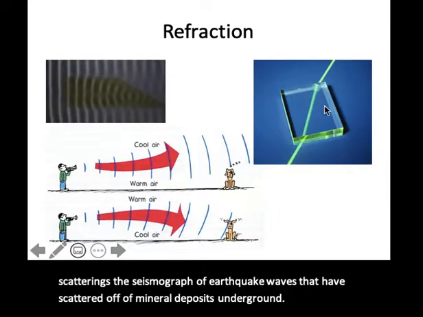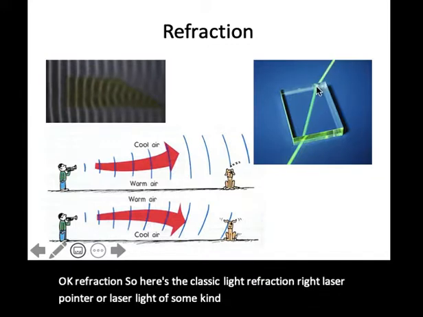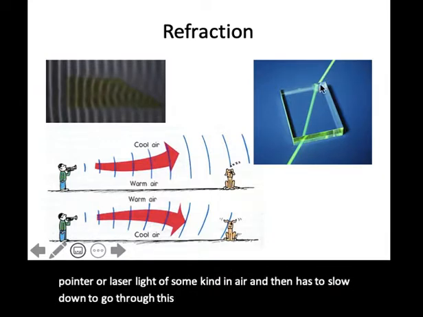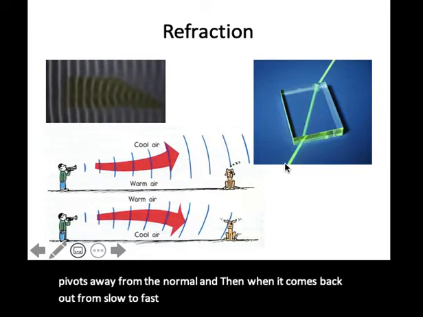Okay, refraction. So here's the classic light refraction, right? Laser pointer or laser light of some kind in air, and then it has to slow down to go through this glass or plastic. As it slows down, it pivots toward the normal, and then when it comes back out from slow to fast, it pivots away from the normal.